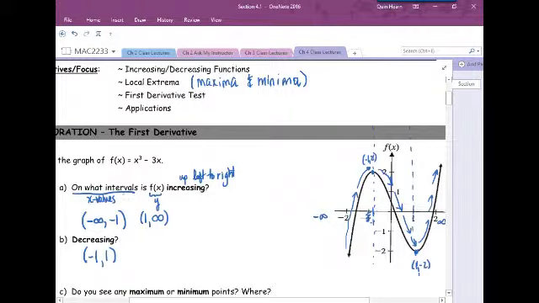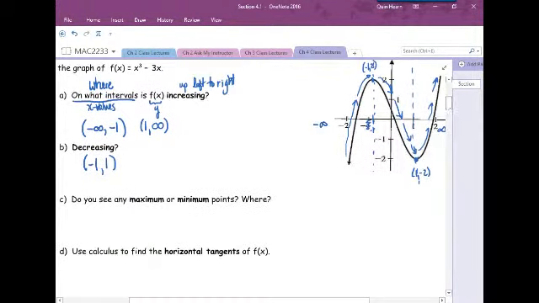Sometimes I will ask you not on what intervals is f of x increasing, but I'll just say where is f of x increasing. Where always refers to x values. I always say think of the x values like mile markers on a highway. So if I say where, I'm talking about the x values. If I say what, I'm talking about the height or elevation.